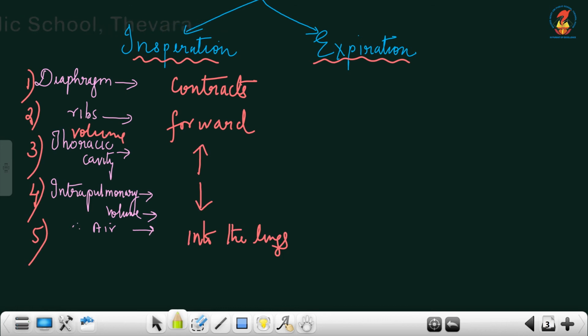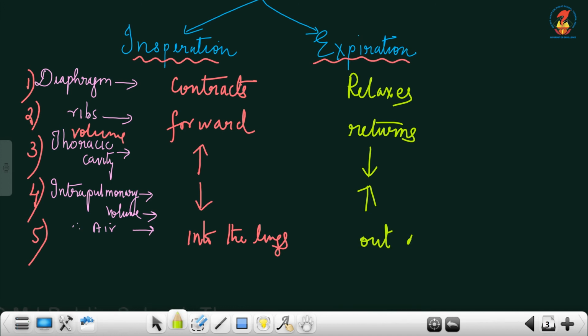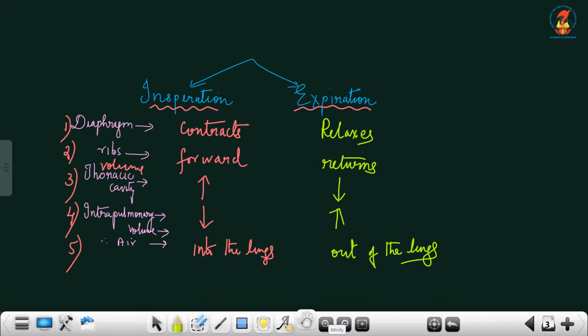On the other hand, during expiration, what happens is the diaphragm relaxes. It returns to its original position. The ribs also return to their original position. As a result, what happens to the volume of the thoracic cavity? It reduces. Now, what happens to the intrapulmonary pressure? The pressure of the air increases, and therefore the air is pushed out. It exits out of the lungs. So, these are the two phases of breathing.